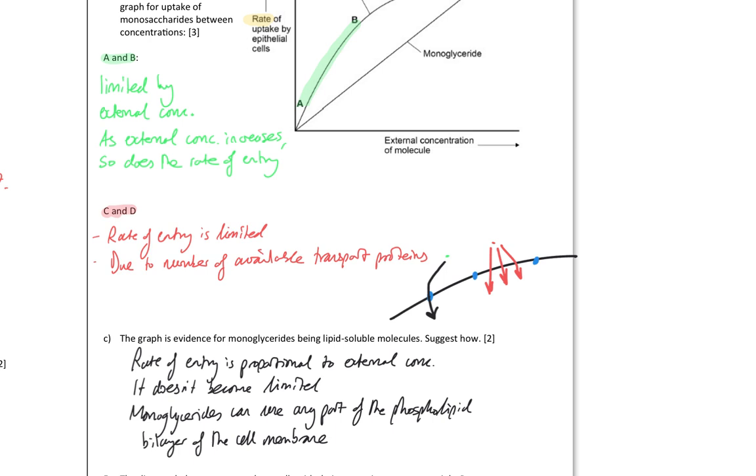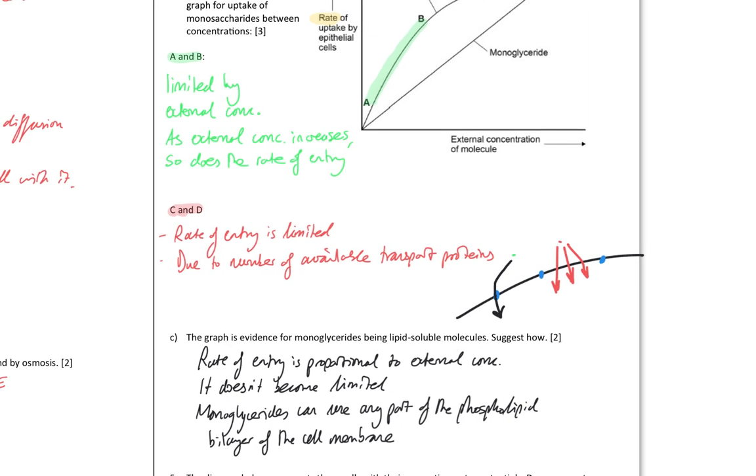So yeah, my red dot is monoglycerides, it's lipid soluble, meaning it can just cross any part of the phospholipid part of the cell membrane. And look how I've said both, phospholipid and cell membrane. The phospholipid part of the cell membrane, remember they are different things.